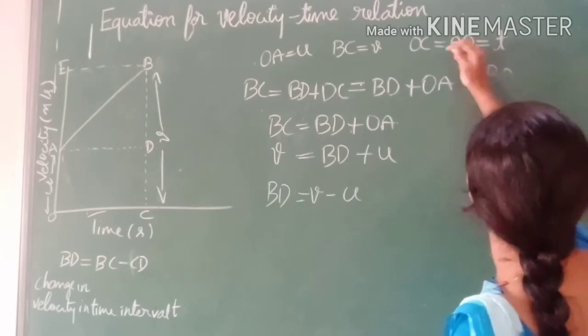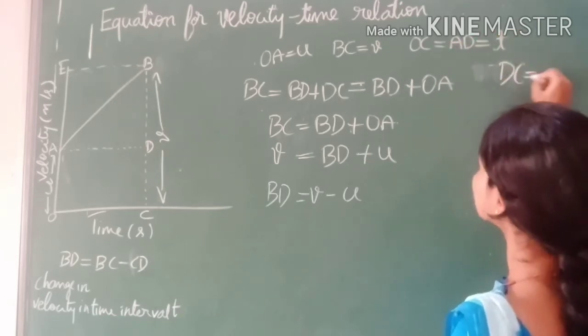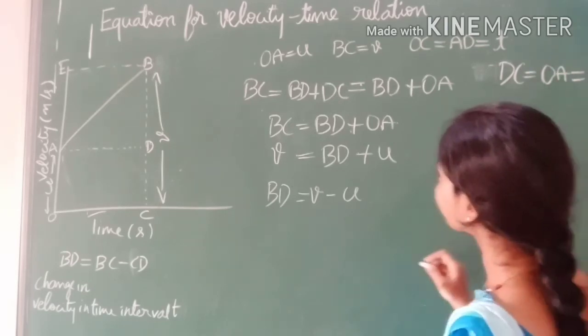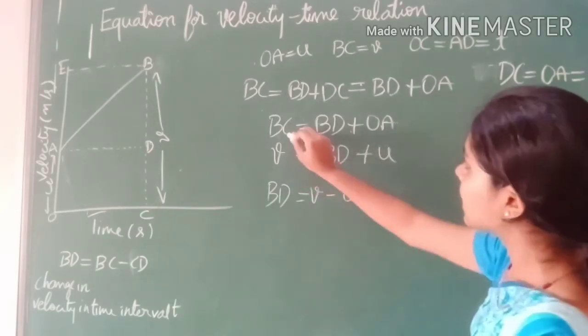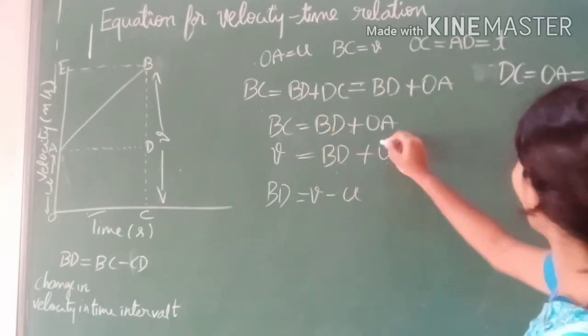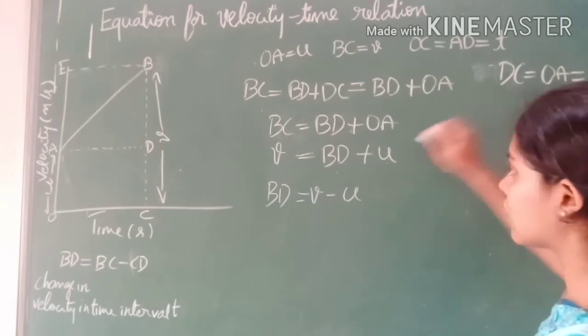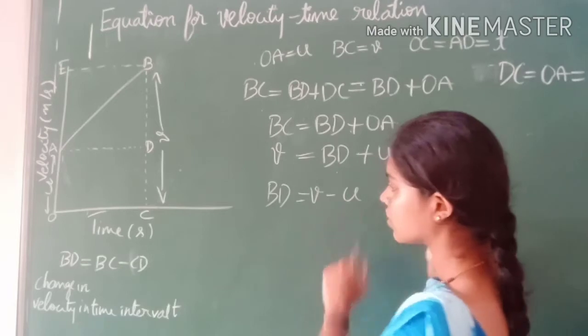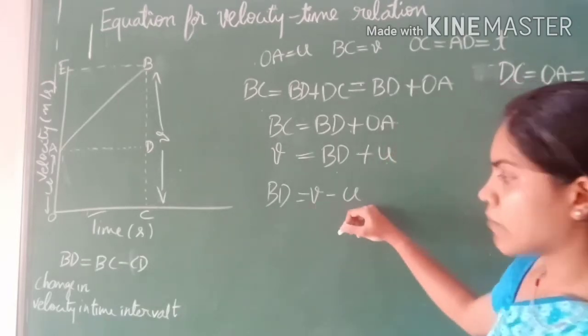This DC is equal to OA, right? OA is equal to U. Then BC is equal to V and BD remains as it is. OA is equal to U, initial velocity. So from this we got BD is equal to V minus U.